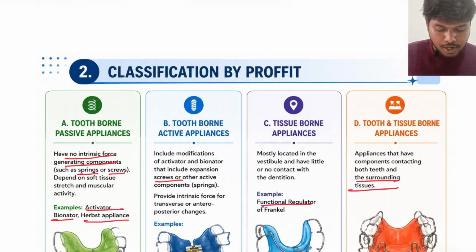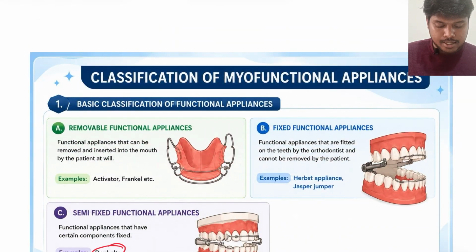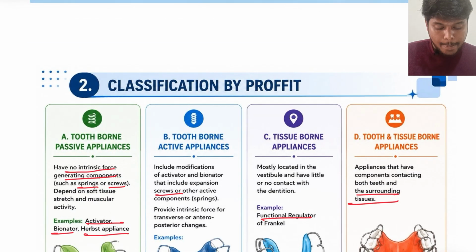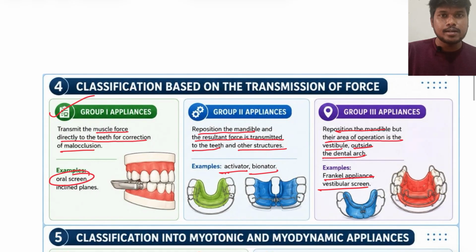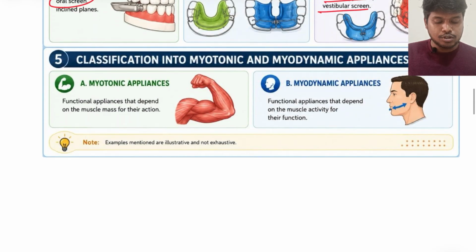First one is the basic classification of functional appliances, that is removable, fixed and semi-fixed. Next is classification by support, that is a tooth-borne passive appliance, tooth-borne active appliance, tissue-borne appliances, and both tooth and tissue-borne appliances. Examples are very important. Please remember the examples. Classification based on the transmission of force: group 1 appliance, group 2 appliance, and group 3 appliance. Okay, classification of myotonic and myodynamic appliances.